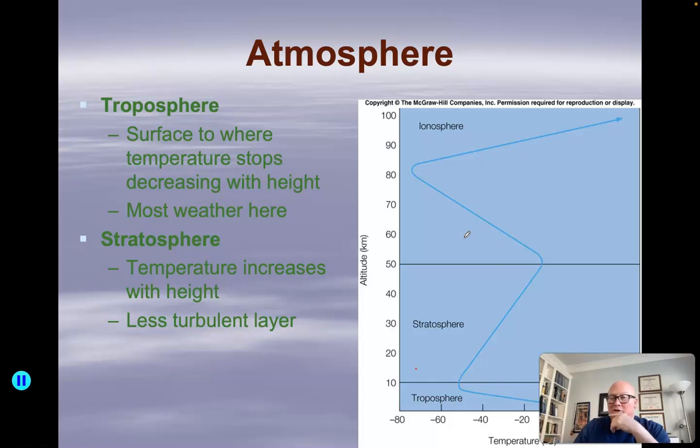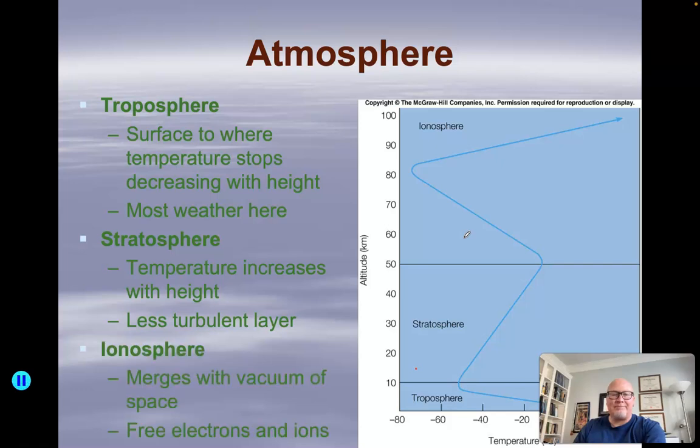Stratosphere is less turbulent, which is also why most jet airliners fly at that altitude. So you'll have most jet airliners flying at that altitude because of the fact that there is less turbulence in that area. The ionosphere starts to merge with the vacuum of space.